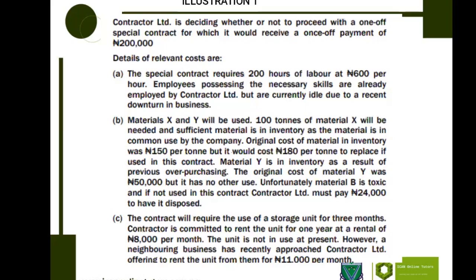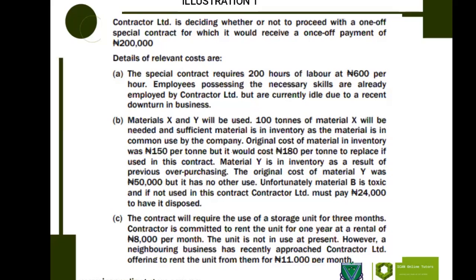Then C. The contract will require the use of a storage unit for 3 months. Contractor is committed to rent the unit for 1 year at a rental of 8,000 per month. The unit is not in use at present. However, a neighboring business has recently approached Contractor Limited offering to rent the building from them for 11,000 naira per month. They are to use it for 3 months. The first is a rental of 8,000 per month, which is what the company pays. But since they have somebody willing to pay them 11,000 for 3 months, that's 33,000. It simply means the relevant cost will be the opportunity cost. They cannot give the person below 11,000 because if they are not giving it to these people, they would actually give it out for 11,000.